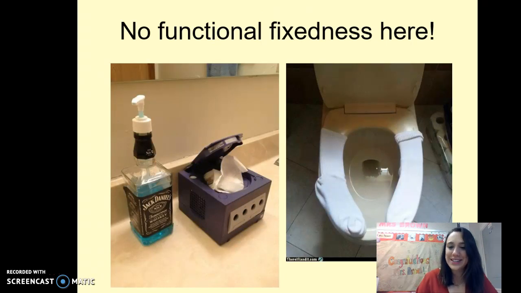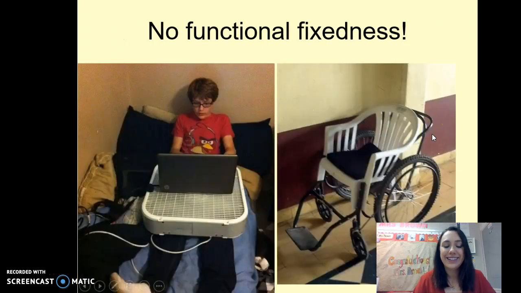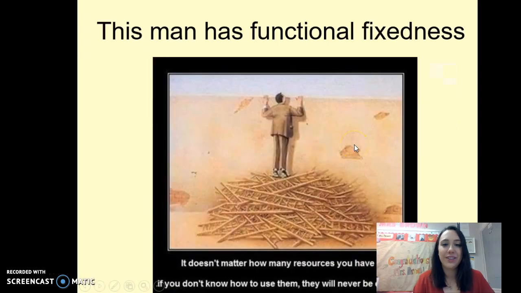Here are some examples. No functional fixedness here. Genius. He's used his Jack Daniels bottle for a mouthwash dispenser. He's used his, what is this, a GameCube, I think, as a tissue dispenser. This guy put socks on the toilet so he didn't have to sit on it, right? This guy's using his fan for his computer not to overheat. This guy's fashioned a wheelchair out of a lawn chair, whatever.